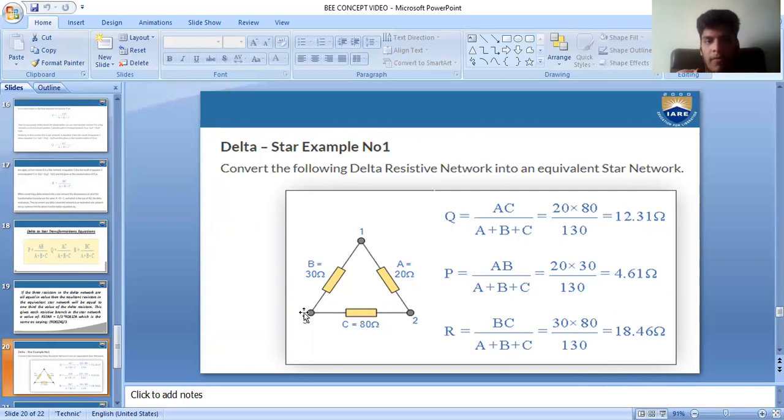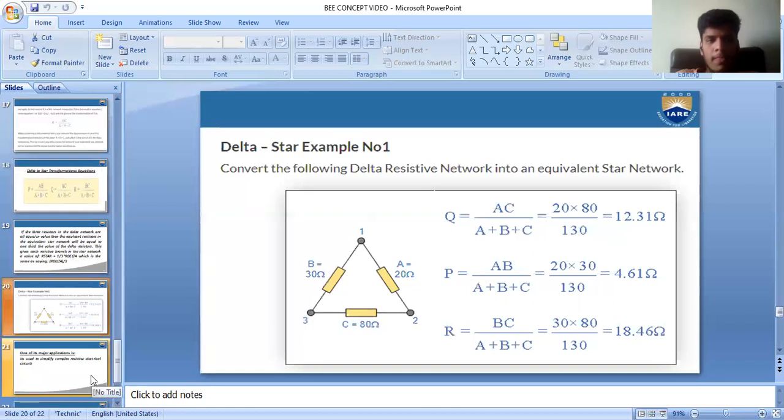We have the delta network over here, and we have to convert this to the star network. For that, we use these mathematical equations, or you can say these mathematical formulas, to convert delta to star. These equations are also known as the applications of the delta to star transformation.